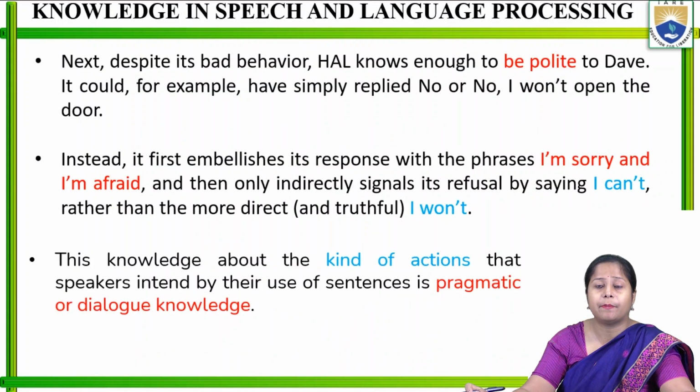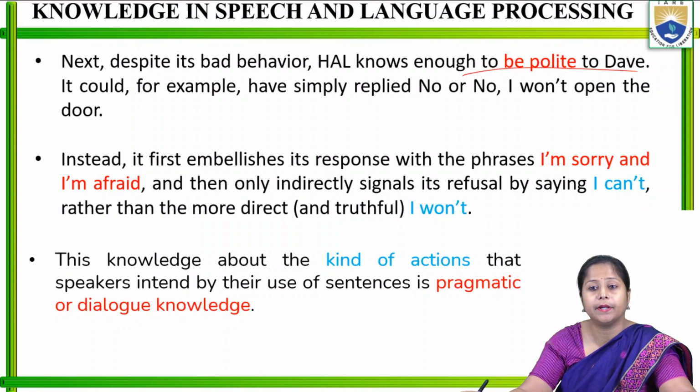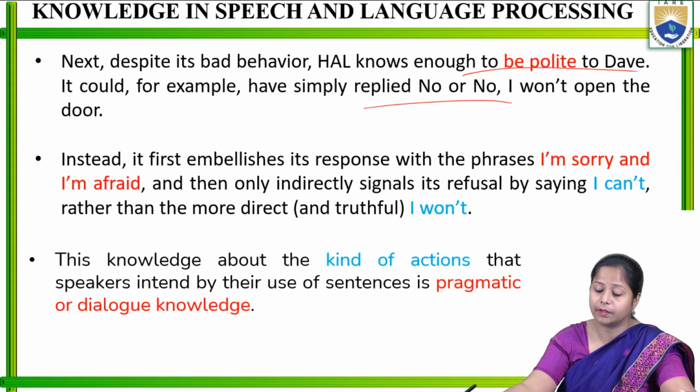Next, despite its bad behavior, HAL knows enough to be polite to Dave. It means enough interpretation can be there so that the machine conversational system can understand and interpret in the right manner, and the answer the machine gives should be polite. It could, for example, have simply replied "no." Out of the question, the machine could simply write no, but that is not correct.